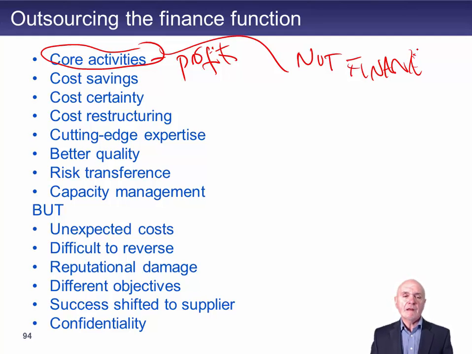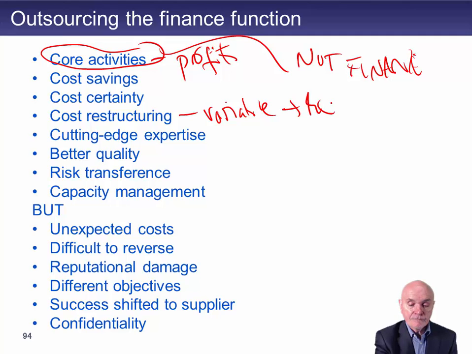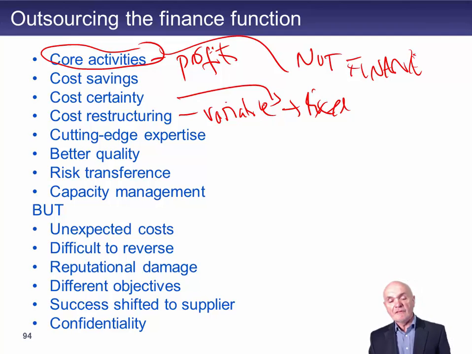Cost restructuring, really if you outsource, although most finance functions are going to be fixed costs anyway here, the cost restructuring does or can have in some situations the result of changing what would be a variable cost, if it was internal, maybe into a fixed cost. Because this cost certainty is essentially saying running the finance department, no matter almost how busy it is, it's a fixed cost.